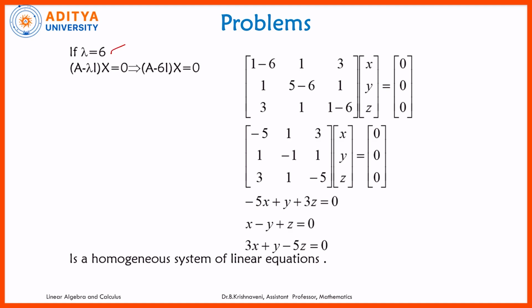Next, corresponding to lambda is equal to 6, by taking lambda is equal to 6, we got this equation, that is the matrix minus 5, 1, 3; 1, minus 1, 1; 3, 1, minus 5, times x, y, z is equal to 0, 0, 0. Then write down the system: minus 5x plus y plus 3z is equal to 0, x minus y plus z is equal to 0, 3x plus y minus 5z is equal to 0.